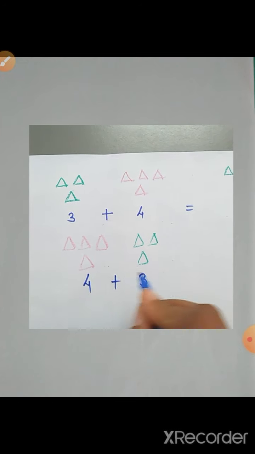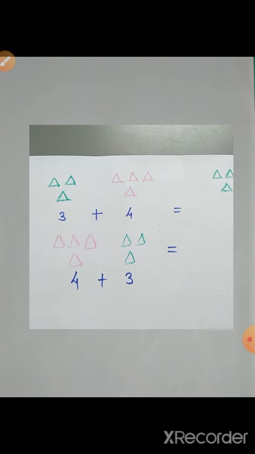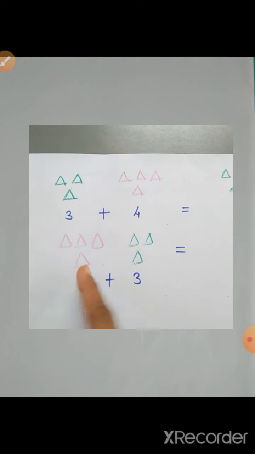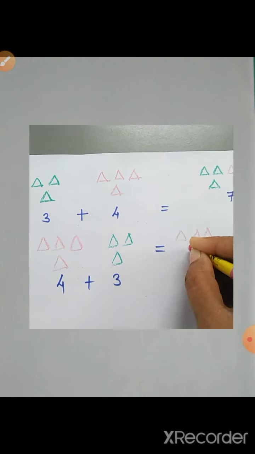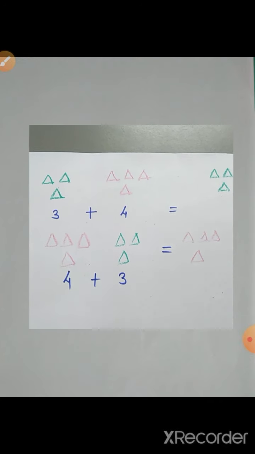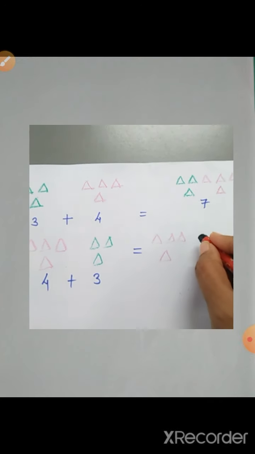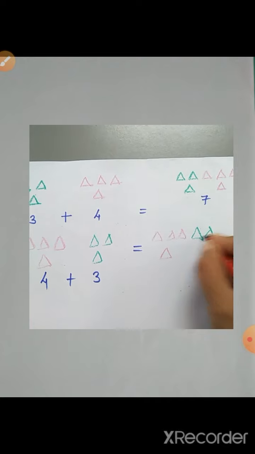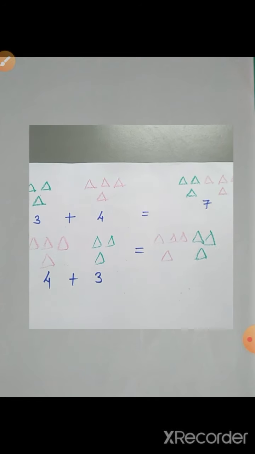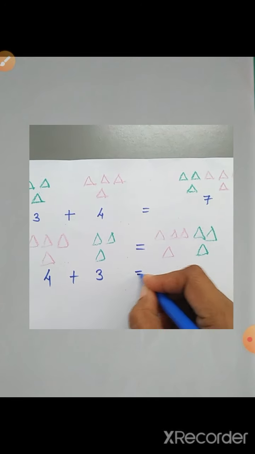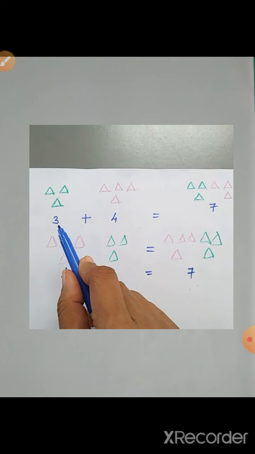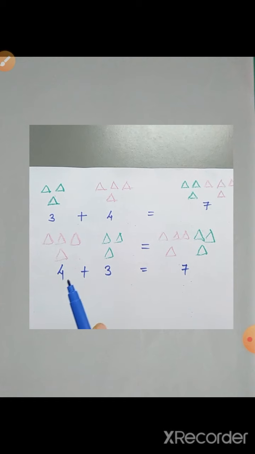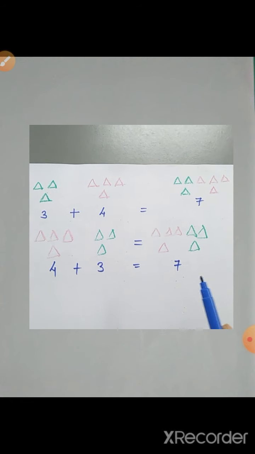Now I want to put them together here. So see, first I have 4 pink. So here I will draw 4 pink triangles first and then 3 green. So here I am drawing 3 green. So 4 plus 3 becomes how many, children? 7. So see, we got the order property. 3 plus 4 is 7 and 4 plus 3 is also 7.